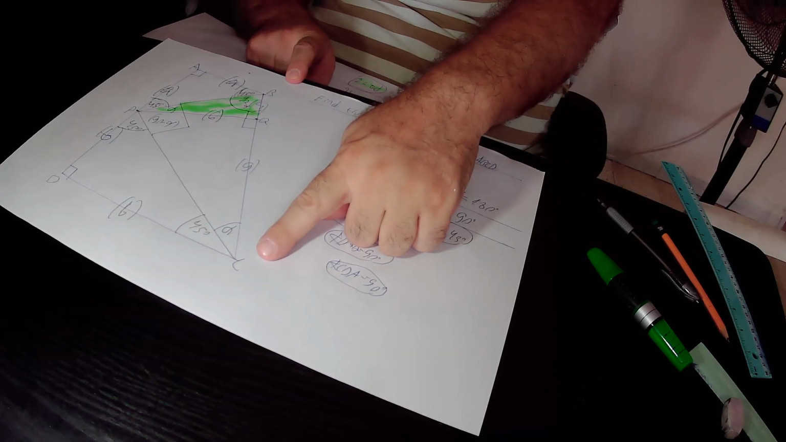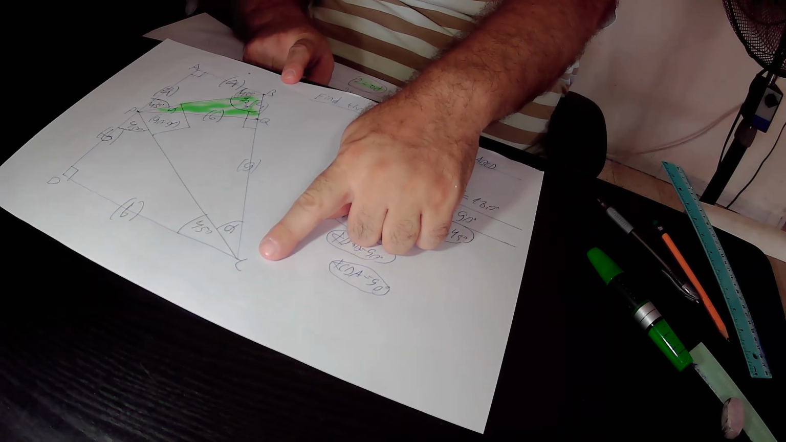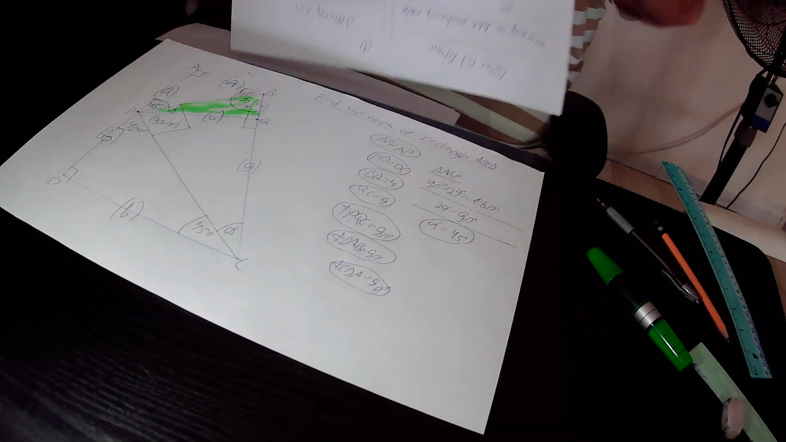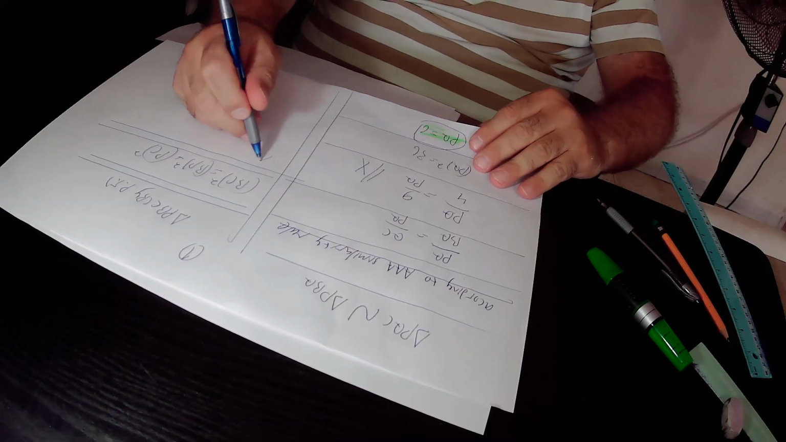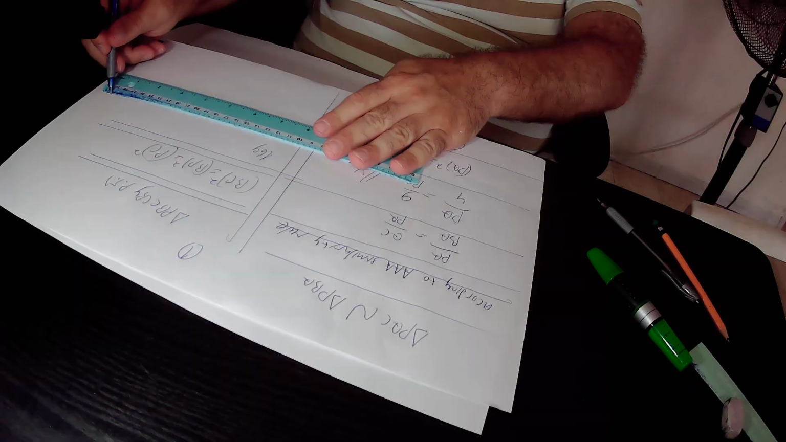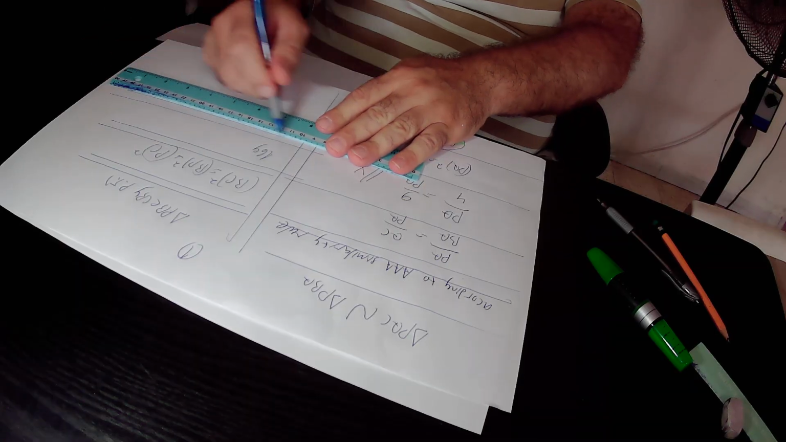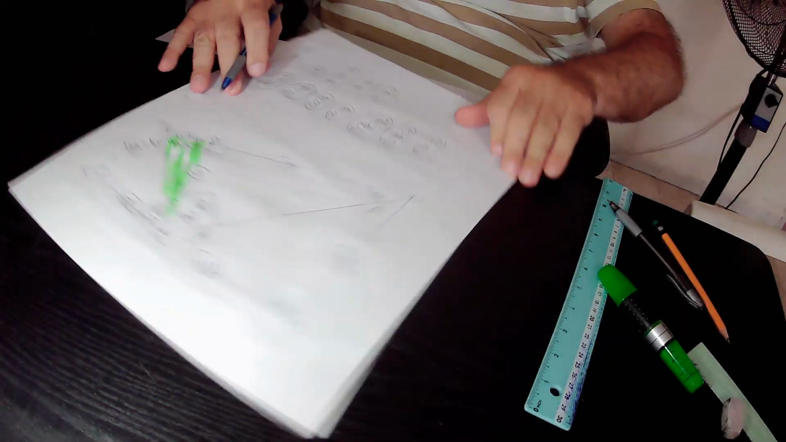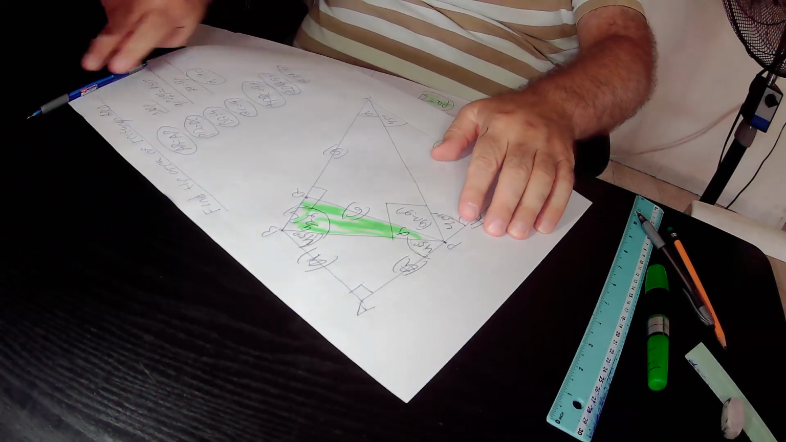BC in total is equal to 9 plus 4, that is 13, therefore BC squared is 13 squared, that is 169. It is equal to BP squared. What is the value of BP squared?